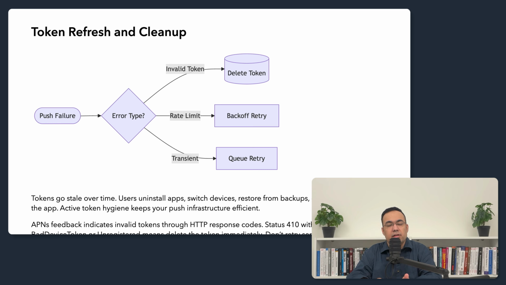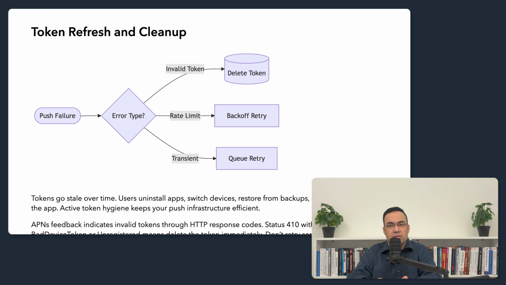APNs feedback indicates invalid registrations through HTTP response codes. Status 410 with reason bad device token or unregistered means delete the registration immediately. You shouldn't try sending to it, because no one is using it now. So log the removal for debugging, but acknowledge it automatically and remove it from the database. At scale, processing feedback correctly prevents wasting millions of API calls on dead registrations.